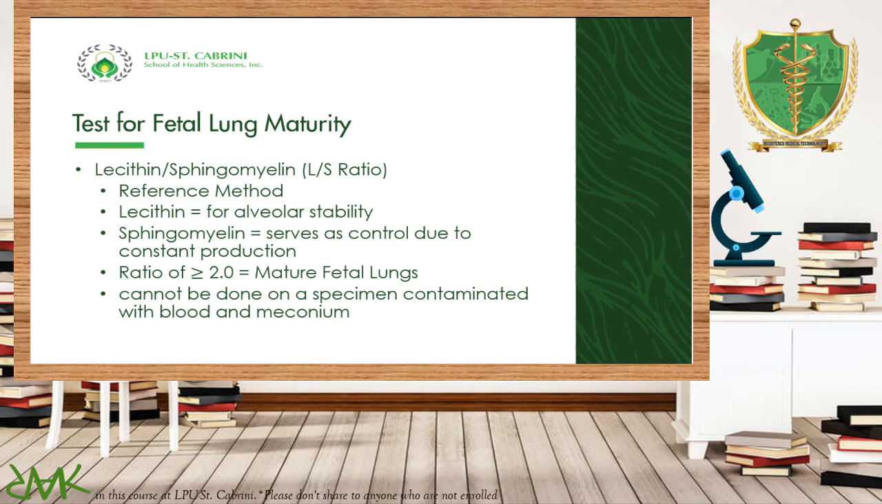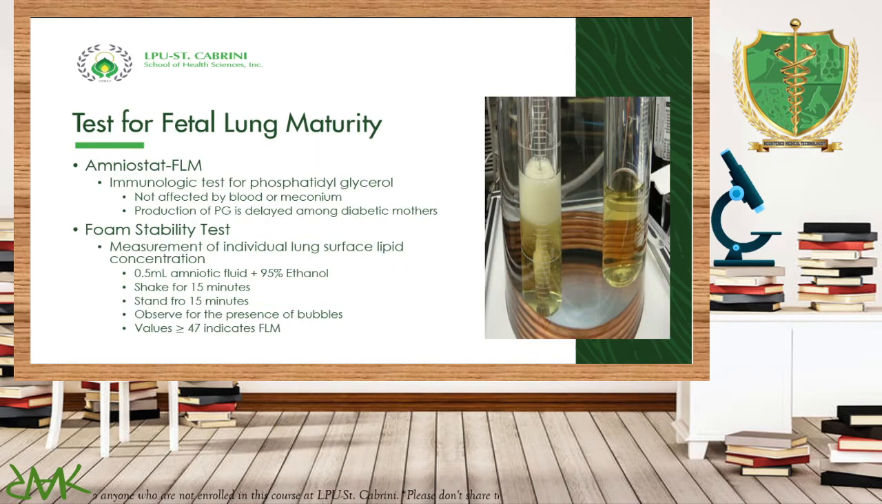However, this test can't be done on a specimen contaminated with blood and meconium, as this will affect the level of our lecithin and sphingomyelin. Okay. Another test for the fetal lung maturity is no other than our amniostat. Amniostat FLM or amniostat fetal lung maturity is an immunological test for phosphatidylglycerol.